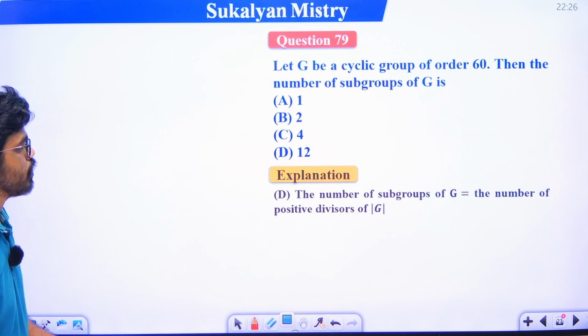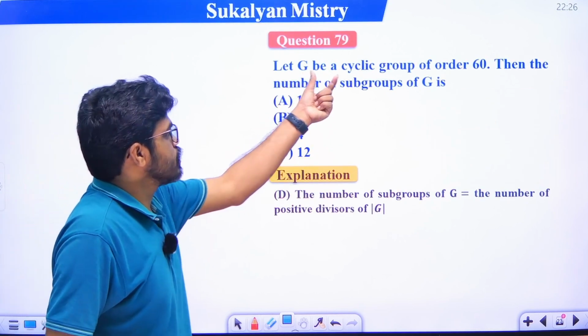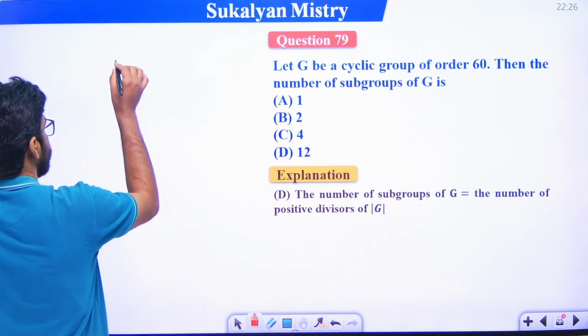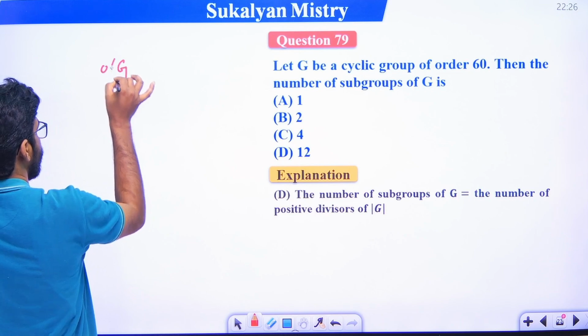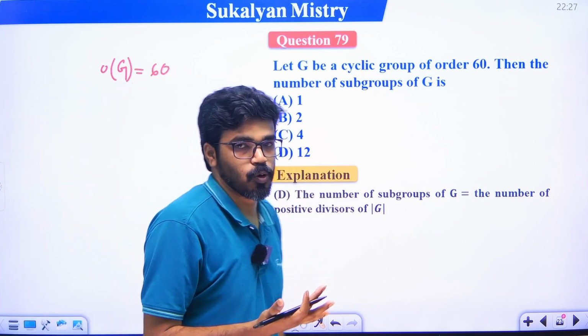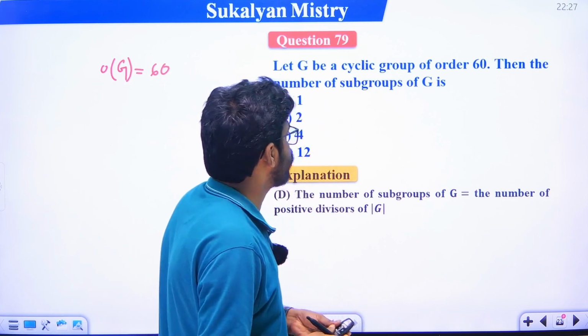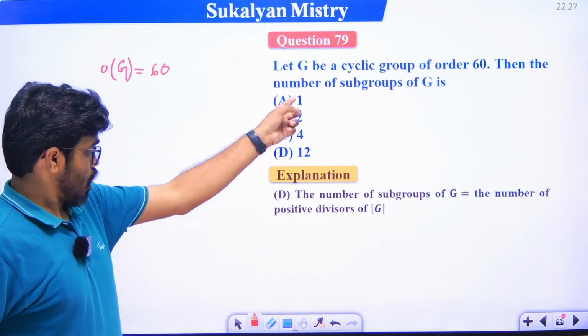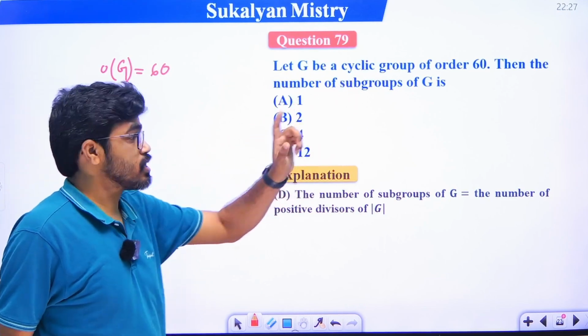Next problem. Let G be a cyclic group of order 60. What is given? It is given that G is a cyclic group of order 60. Then the number of subgroups of G, what will it be? How many subgroups of G? Just recall this result.